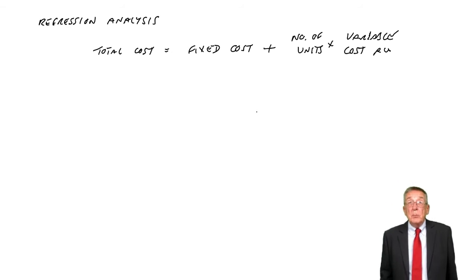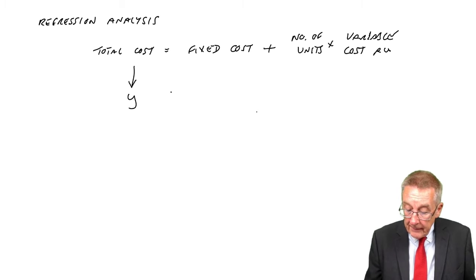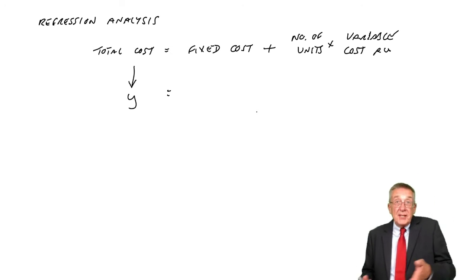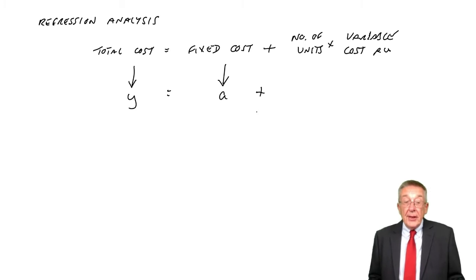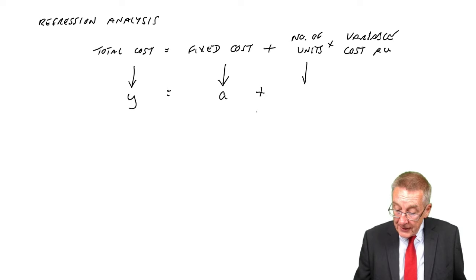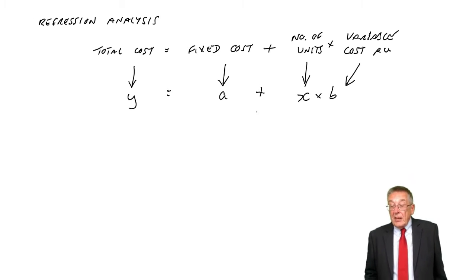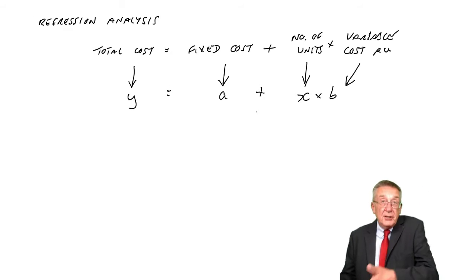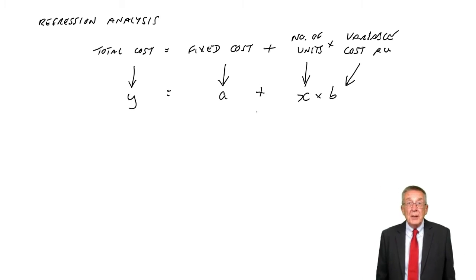Now, although you can use all sorts of symbols, I could write that as saying if the total cost is y, it's going to be equal to the fixed cost. Well, the fixed cost could be anything, could be 1,000, 10,000, whatever. Let's say a, plus the number of units x times the variable cost per unit b. That's the sort of equation we'd end up with. It may be 10,000 plus $2 times the number of units. It may be 50,000 plus 3 times the number of units, and so on.